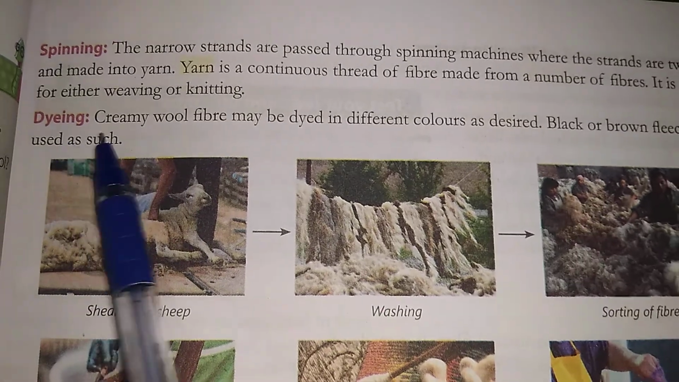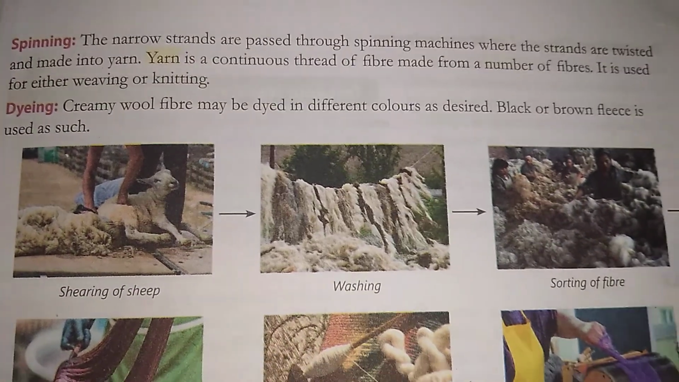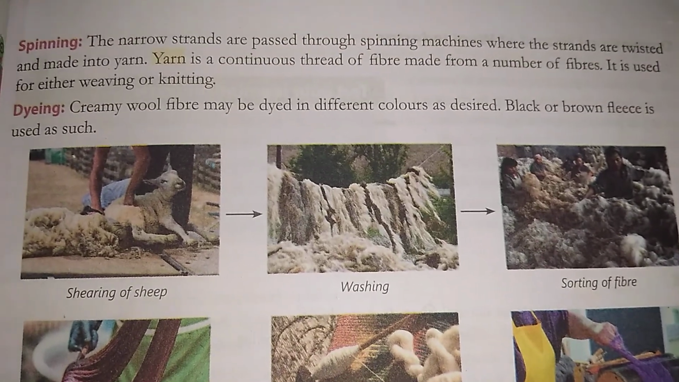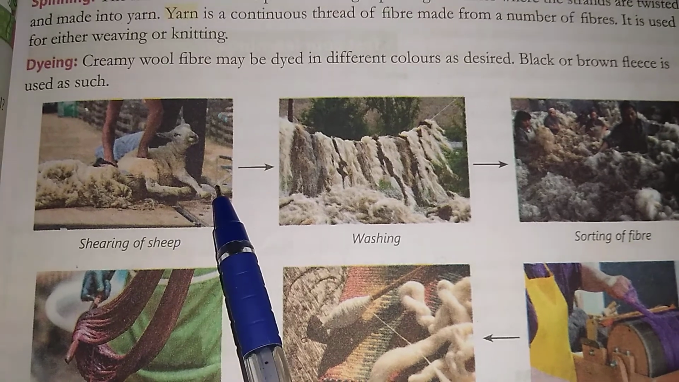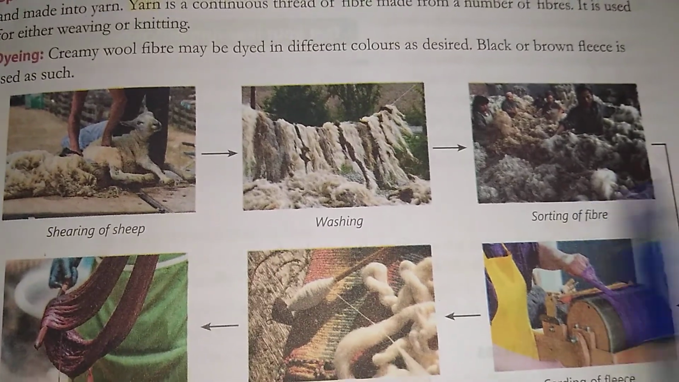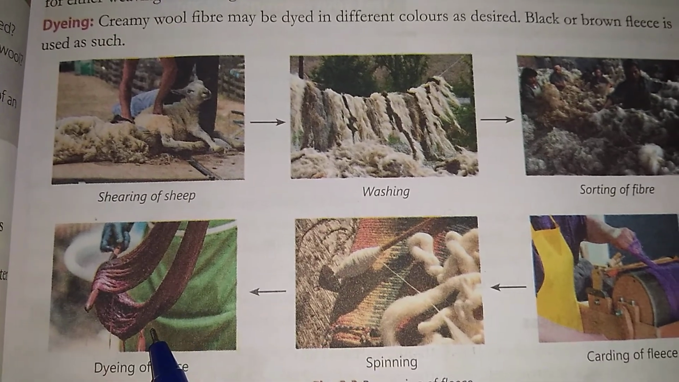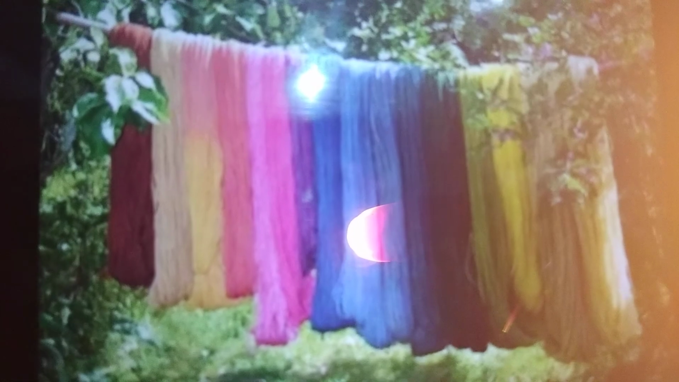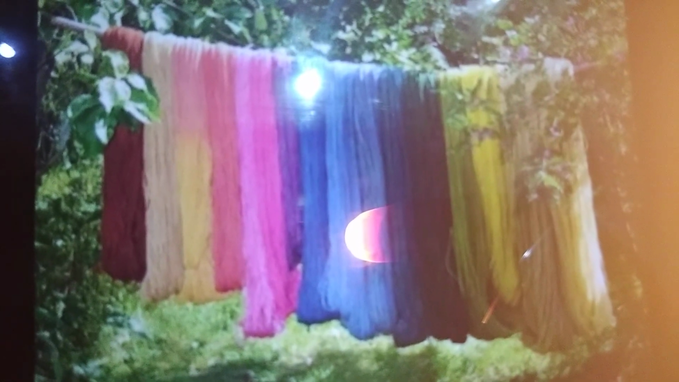And the next process is dyeing. So creamy wool fiber may be dyed with a different color as we want, and black and brown fleece is used as such. Now here are the steps: shearing, washing, sorting of fibers, then grading of fleece, then spinning, and after that dyeing of fleece. And I'll show you one more picture of that. So this is the picture of dyeing. After dyeing, the wool will become like this.